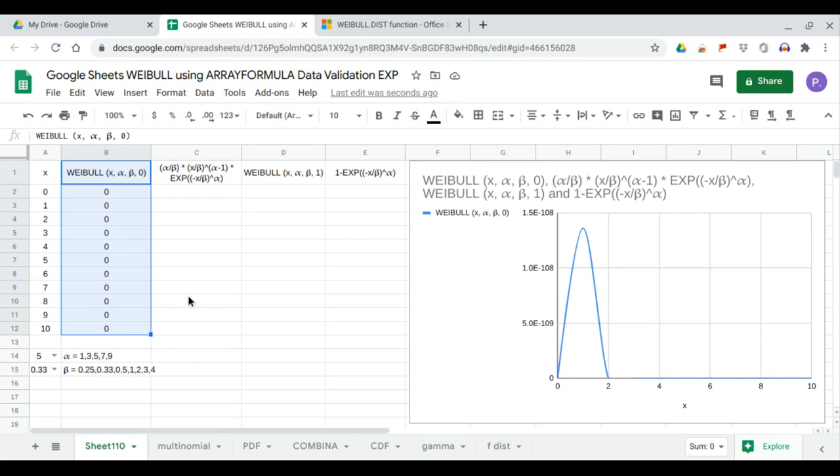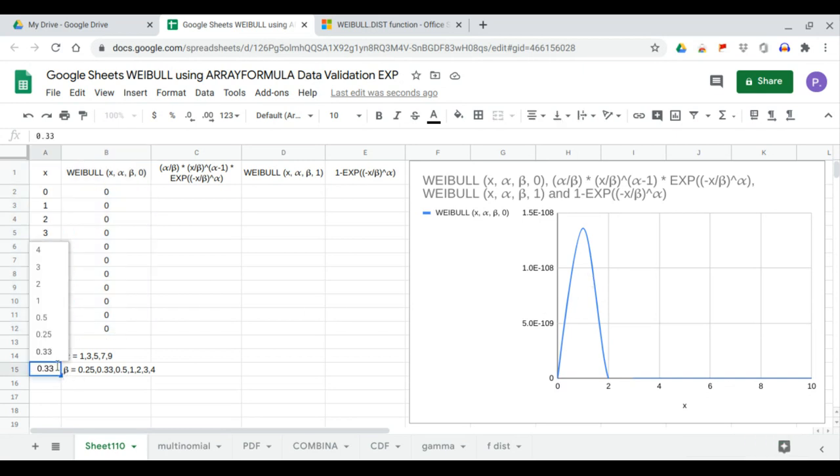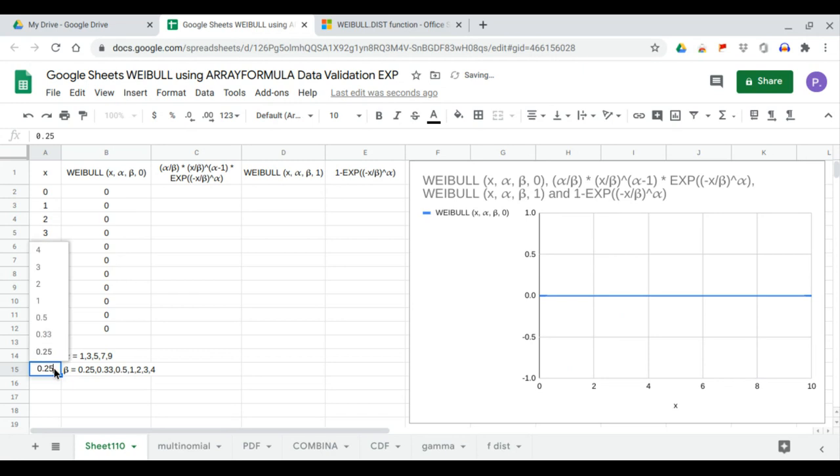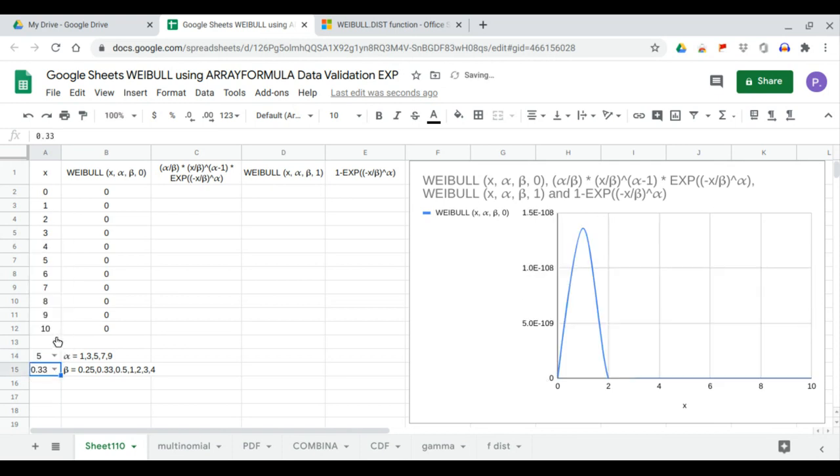There's a small value there. We can use 2 and 0.25. No, we cannot use that. Did I use 5 here? 5 and 0.3, 0.5 or 2.